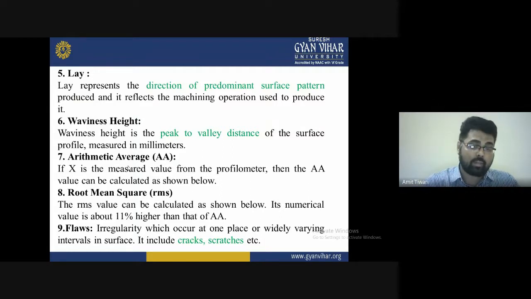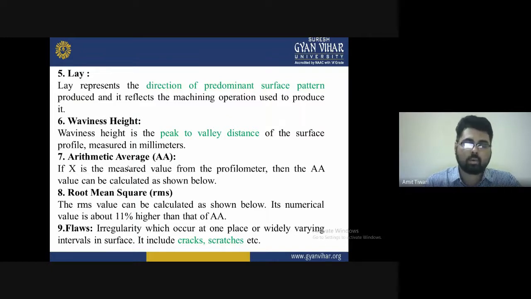Second is the arithmetical average, that is AA. Capital X is the measured value from the profilometer. If you use the profilometer, you measure in terms of a value, that is X, capital X. And AA is the arithmetical mean value, which can be calculated as shown below. So the arithmetical average will be calculated by the profilometer. X will be maintained for the measurement as calculated.